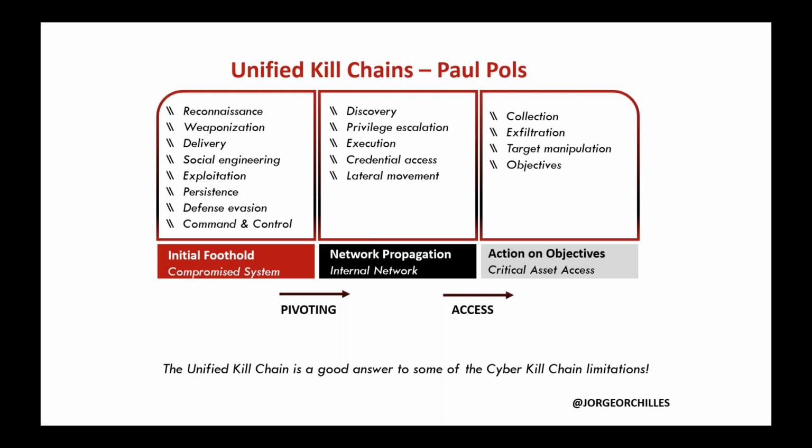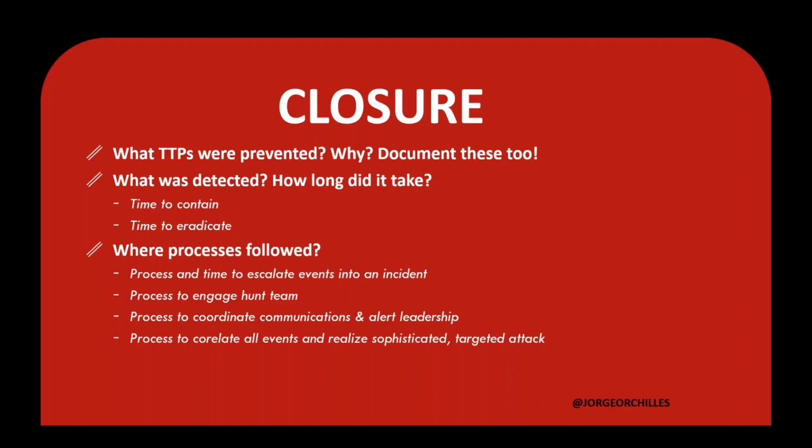So you do all of that because you're an awesome pen tester or red teamer, and then you get to the closure. And this is really one of the main differentiators, again, between red teaming and pen testing. Here, you want to measure the success and failures. What TTPs were prevented? Why were they prevented? You want to document that. You want to document the good and the bad. What was detected and how long did it take? What was the time to contain, the time to eradicate?